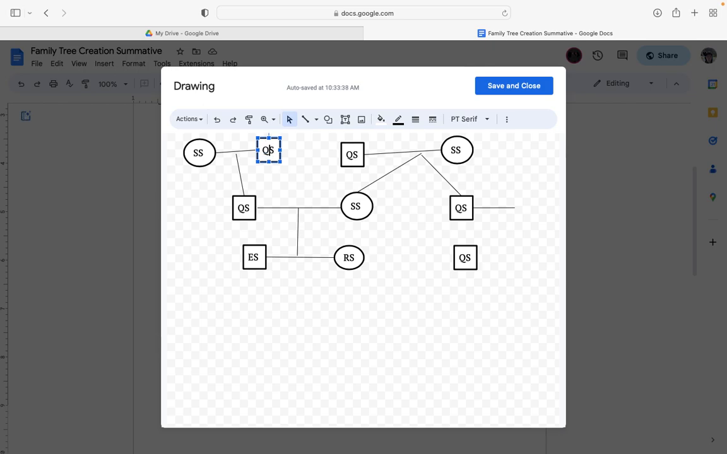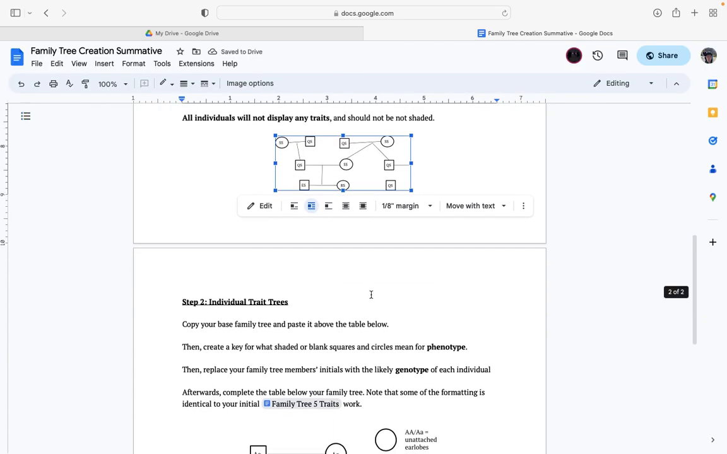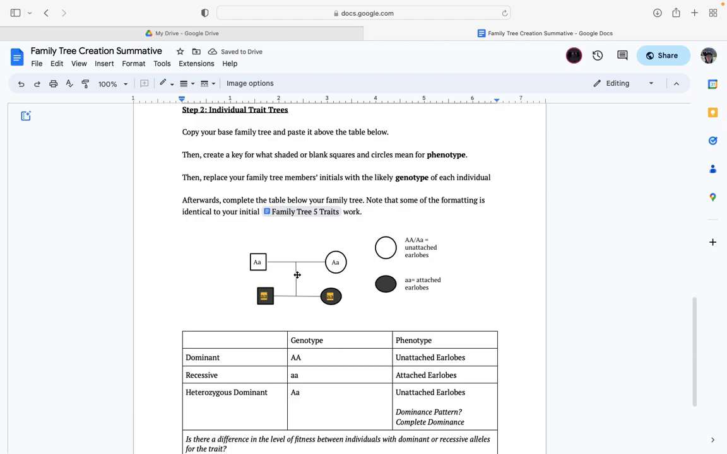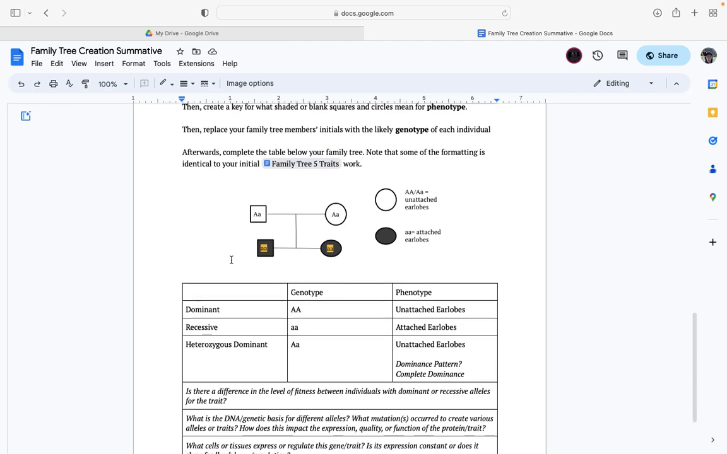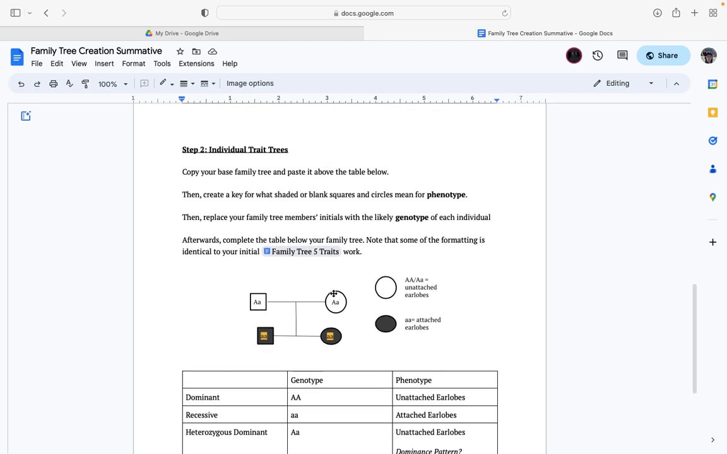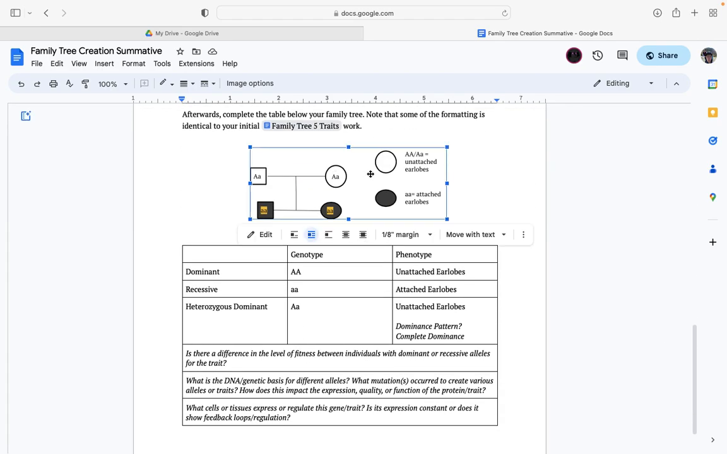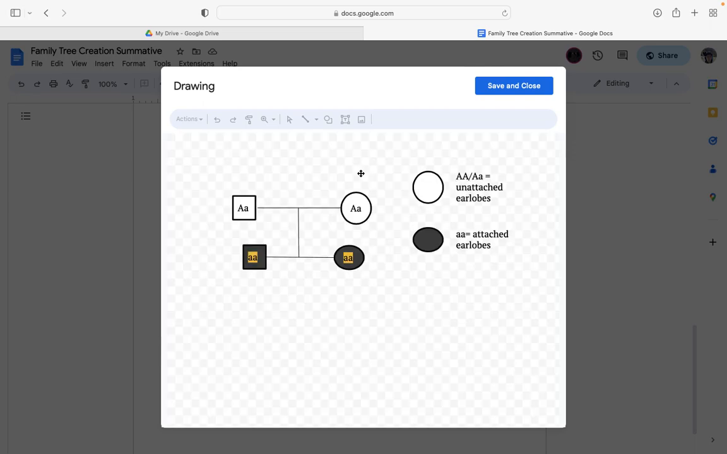And once you have that family tree established, you're going to save and close, and you will copy and paste it 5 times. And you're going to be formatting it in a way that looks like this. So if I was doing my first family tree for attached earlobes, I would be taking this family tree, pasting it down here, and then modifying it in a couple ways.